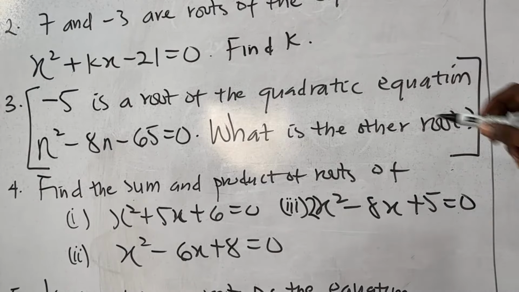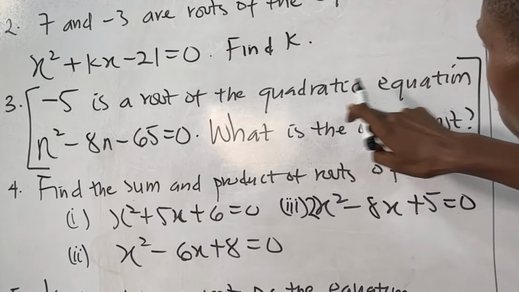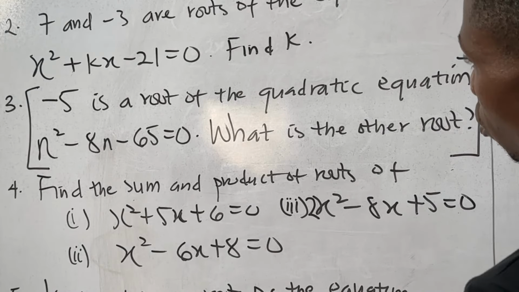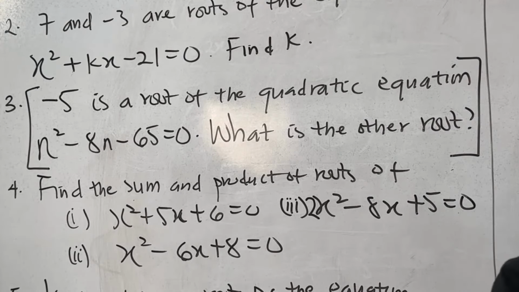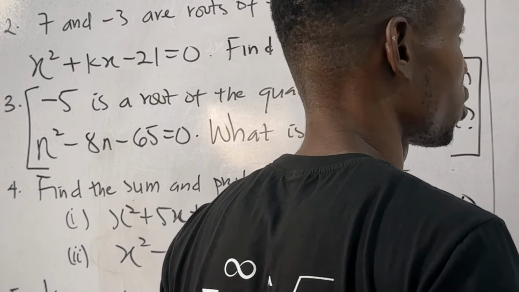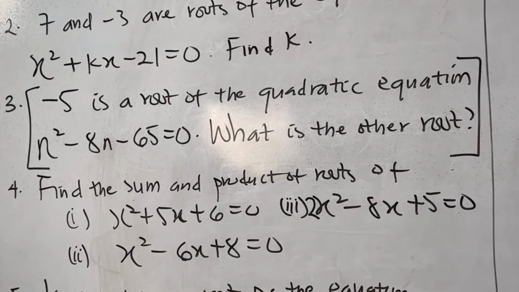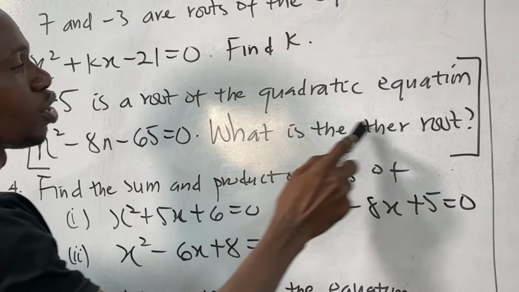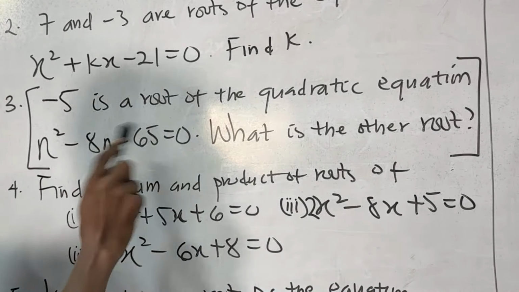So question 3 says minus 5 is a root of this quadratic equation, n squared minus 8n minus 65 equal to 0. So the two roots are minus 5 and let's just call it x. So let's say minus 5 and x are the roots of this equation. Now we have to look for that x. It says, what is the other root? Since they give minus 5 as one, what is the other root?